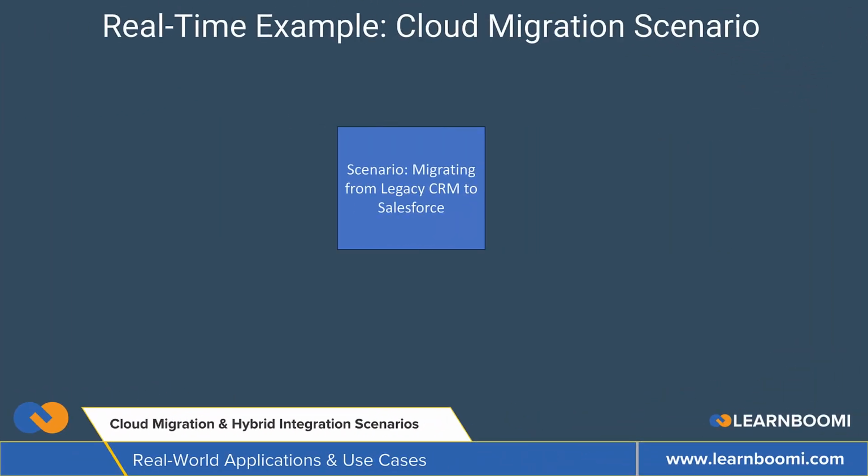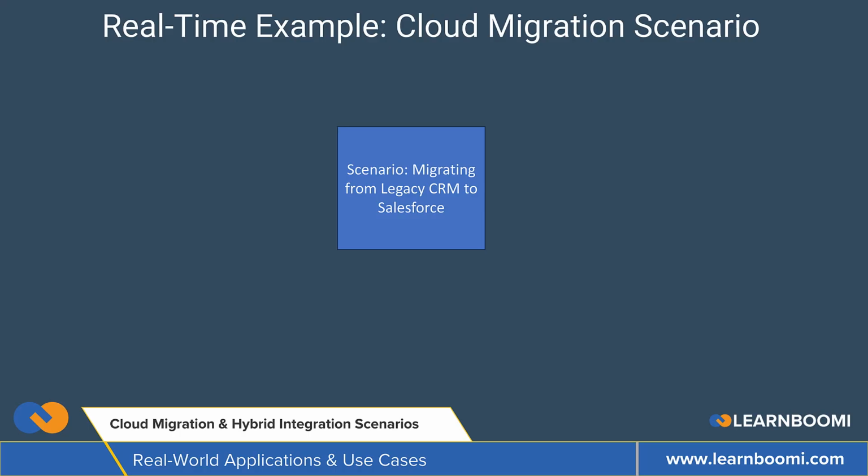Next, let's look at a real-time example from a cloud migration scenario. So here's the scenario: migrating from a legacy CRM to Salesforce. The organization wants to move all customer and sales data from an old on-prem CRM system to Salesforce. The steps using Boomi are to connect to the legacy CRM database, extract full data sets, customer leads, orders, activities, clean and transform data using Boomi mappings, load data into Salesforce objects, ensure both systems synchronize during the parallel run, perform the final cutover load, and decommission the old CRM after go-live.